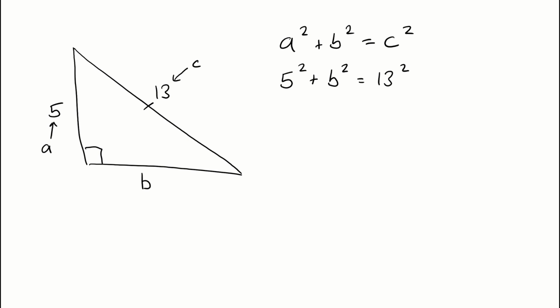Now I can start to get some numbers from this. I know that 5 squared is 25. I still don't know what B squared is just yet, but I know that 13 squared, again you could use a calculator, but 13 squared is a handy one to remember, and it's 169. Now I have to use some algebra. So we've built our algebra skills to be able to tackle this problem.